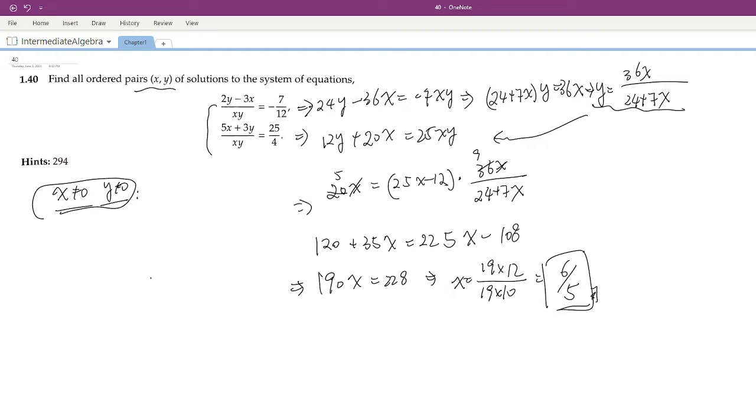Okay, once you know x is 6 over 5, right? Then we can substitute in here to solve y, right? So y is equal to 36 times 6 over 5, over 24 plus 7 times 6 over 5. So now you can see y is 4 over 3.